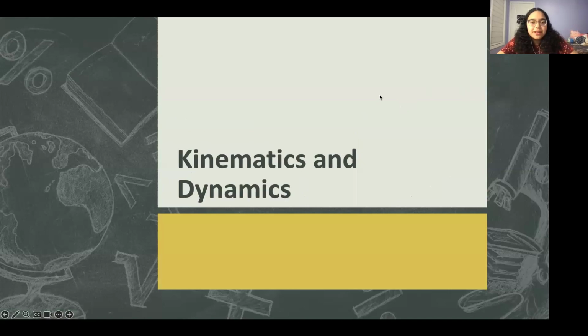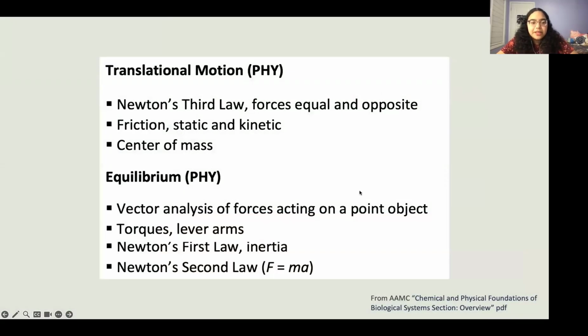So starting off with kinematics and dynamics. In this PowerPoint, I have screenshotted what the AAMC says is covered on the MCAT. So to start off, for translational motion and equilibrium, they say all of Newton's laws come up. Friction, static and kinetic, center of mass, vector analysis of forces, so just your free body diagrams, understanding how forces work, torques and lever arms is the gist of it.